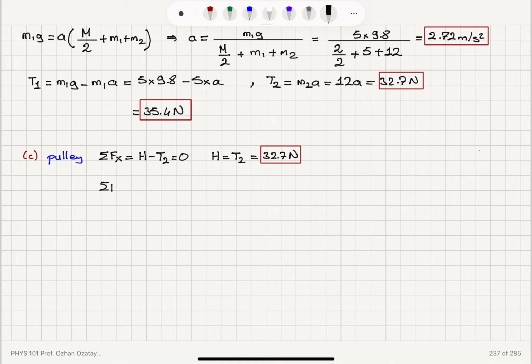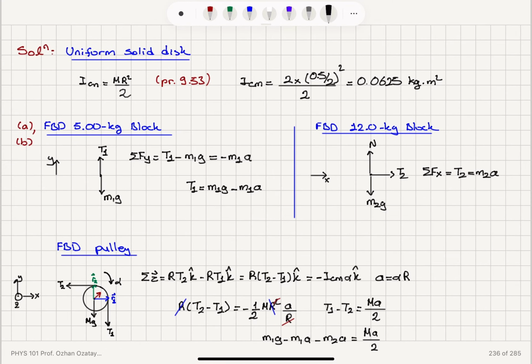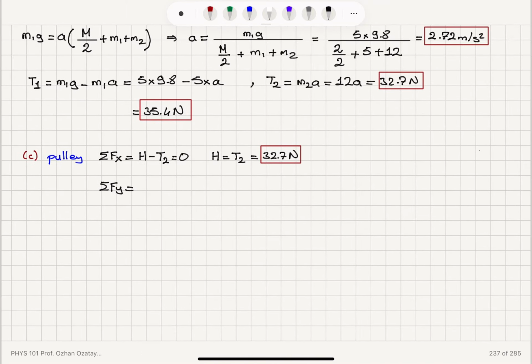And the vertical component I will call V, the contact force. The net force on the y-axis should be equal to, now let's see here, we will have a component of this force, V, mg and T1 pointing down.